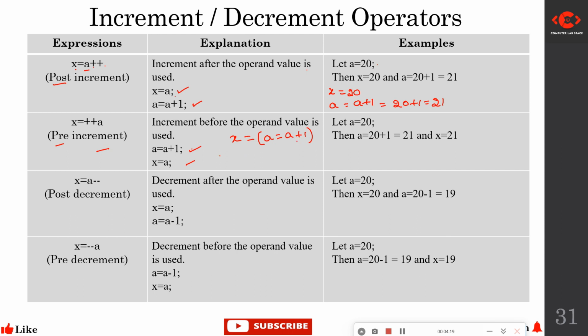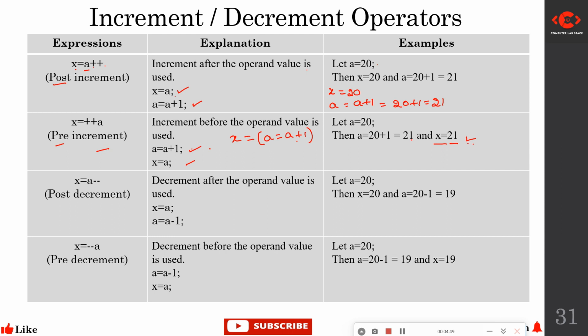So that's why the value of a becomes 21. Then it is going to be assigned. So now a is equal to 21. x is equal to a. What is the value of a? a has now changed from 20 to 21. So the recent value of a is going to be assigned to the variable x. So x is equal to 21. Is it clear? So this is the difference between post increment and pre increment.